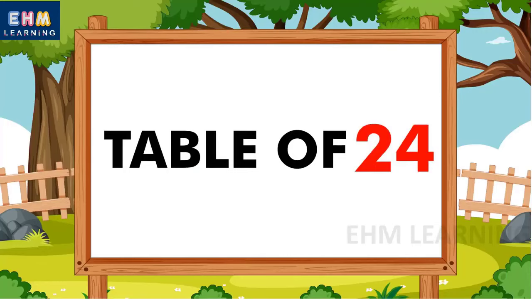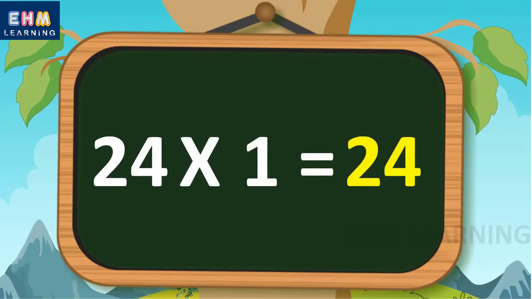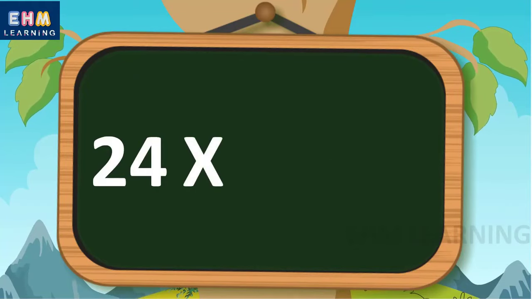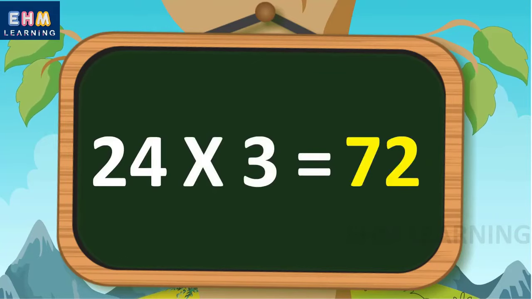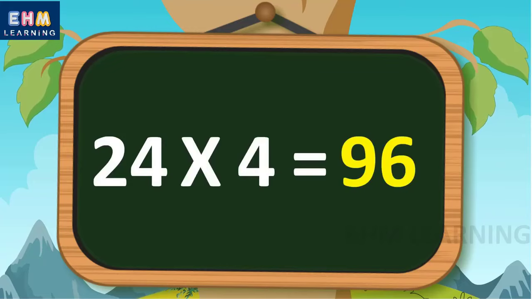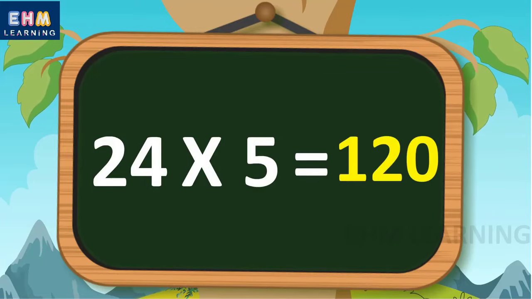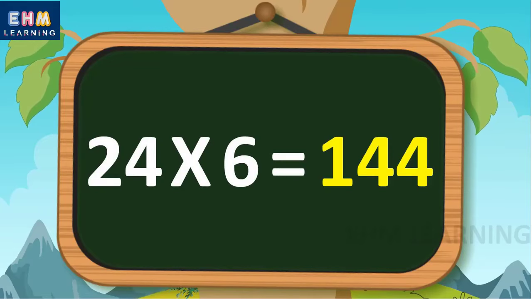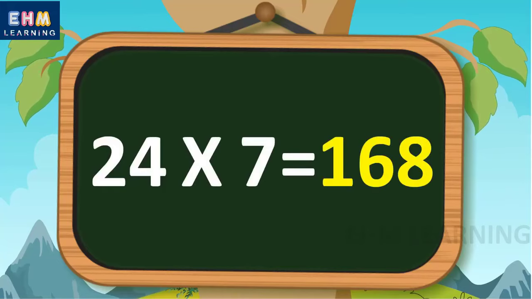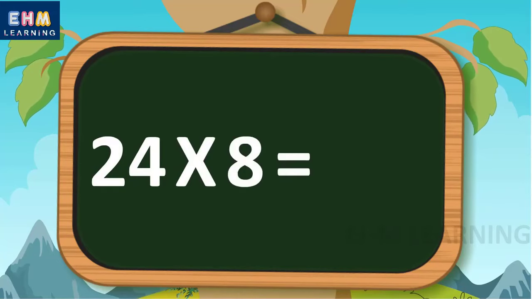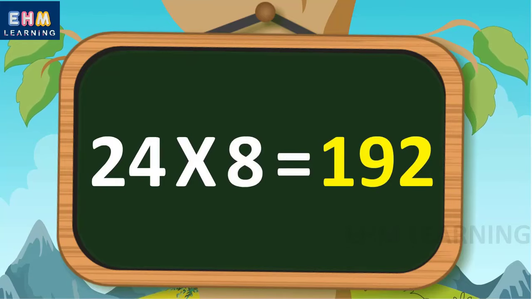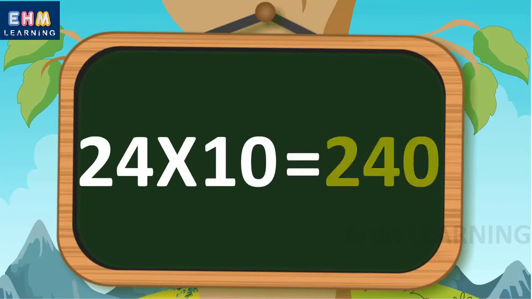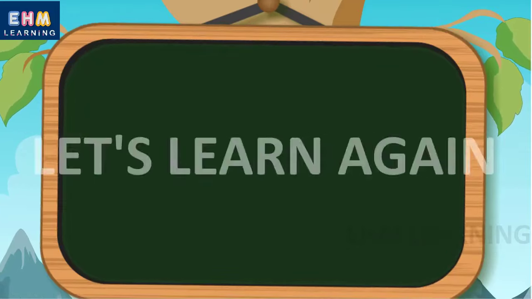Table of 24. 24 ones are 24. 24 twos are 48. 24 threes are 72. 24 fours are 96. 24 fives are 120. 24 sixes are 144. 24 sevens are 168. 24 eights are 192. 24 nines are 216. 24 tens are 240. Let's learn again.